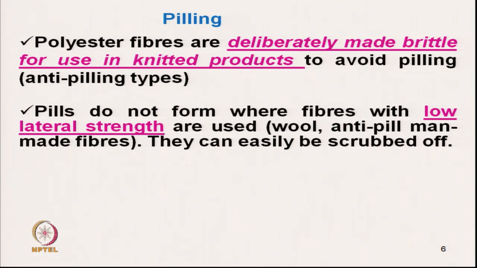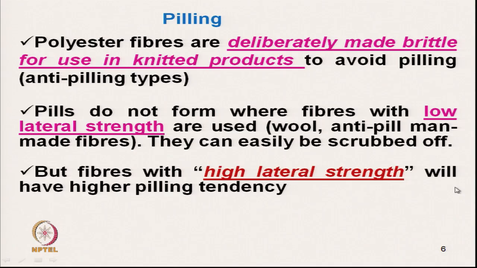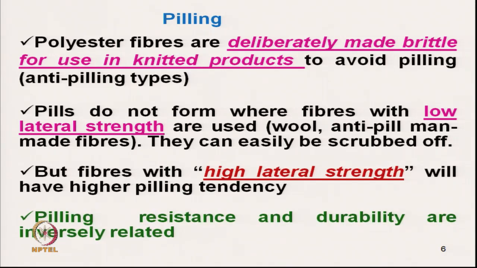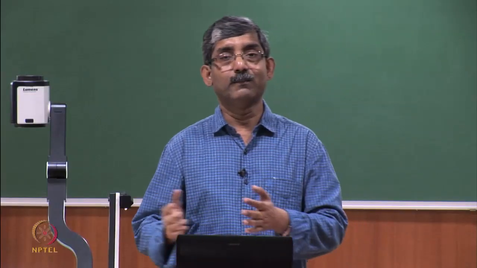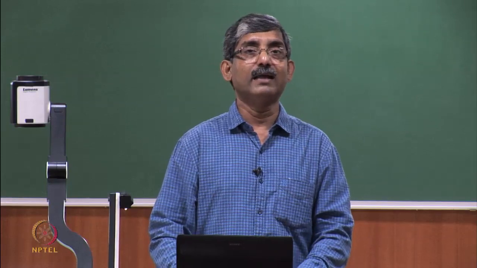If peeling still forms, it can be easily removed, but fibers with high lateral strength will have higher peeling tendency. They will actually hold the peeling back on the surface of the fabric. And peeling resistance and durability are inversely related. That means, if we want durability in the fabric, then peeling resistance will be low. So, that means it will form peeling due to the high lateral strength.